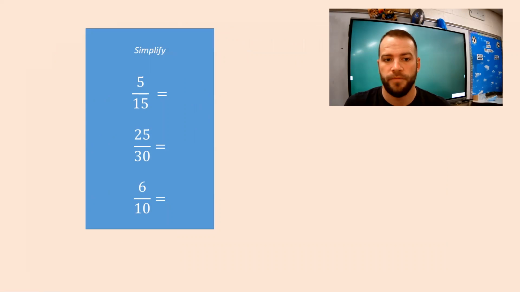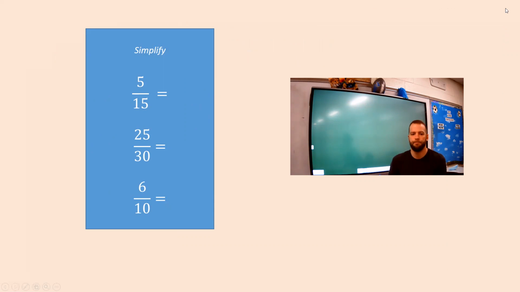All right, so first we're going to simplify. We have 5/15. What this means is we want to find equivalent fractions, the smallest equal fraction. The way you do that is you look at 5 and 15 and ask, what do those two numbers have in common? Well, we look at their factors.